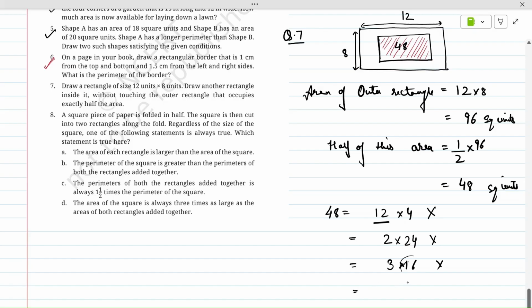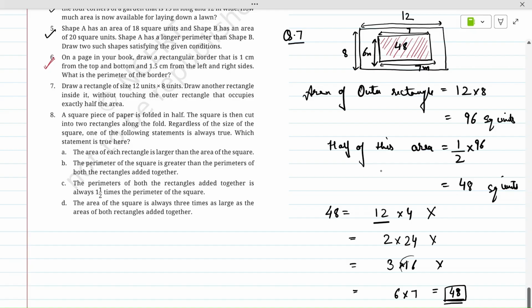Next, 5 is not a factor of this. Coming to 6, 6 into 7. If we take this product, it is giving us 48. So we can take this because these will exactly fit inside this without touching the outer rectangle. So this is 7 units because it is the length. This length is 7 and this width is 6, okay. So this is the length and this is the width.